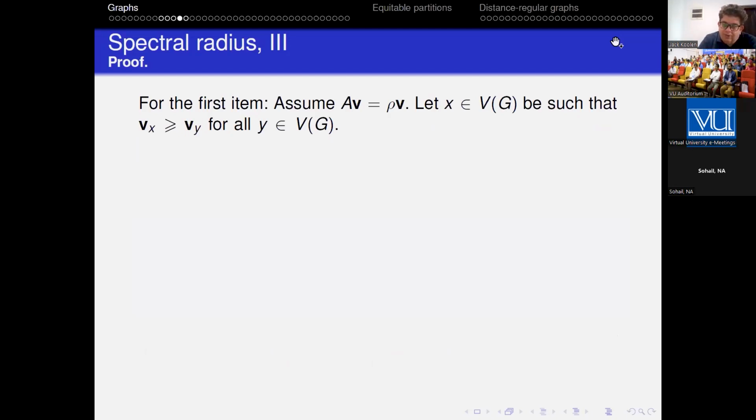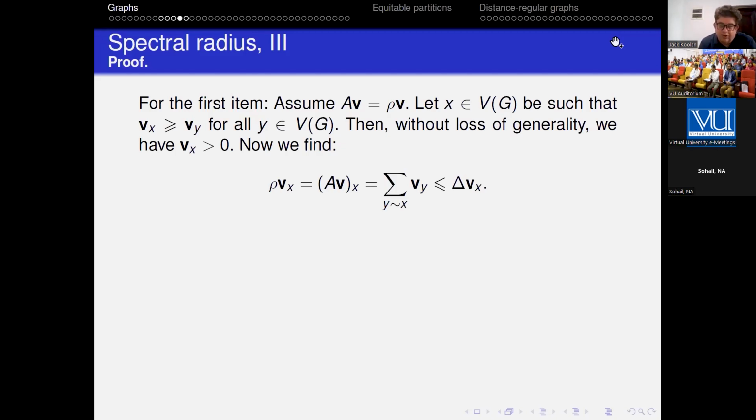So what do we want to prove? We assume that we have an eigenvector for the spectral radius, and let x be a vertex of T such that v of x is greater or equal to v of y. And of course, it is greater than 0. I say without loss of generality, but you can always see it. We have v x bigger than 0.